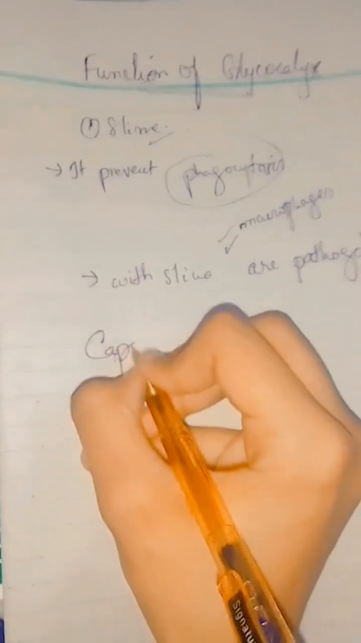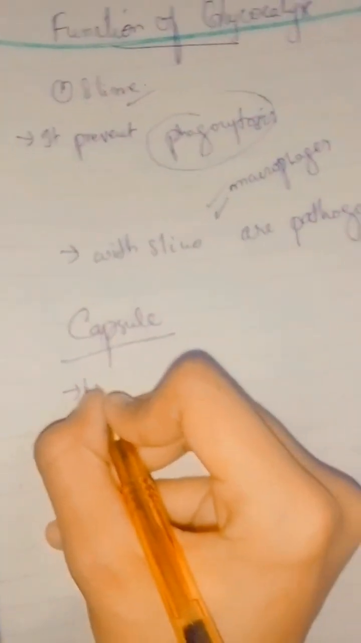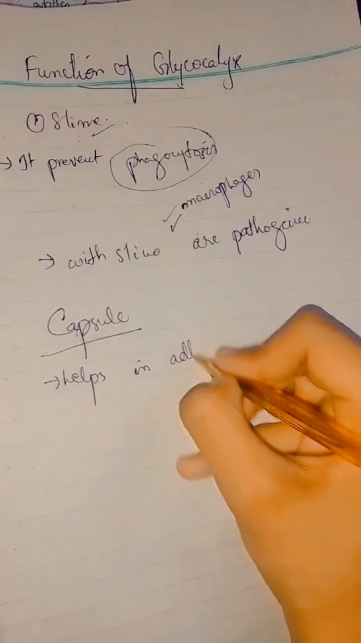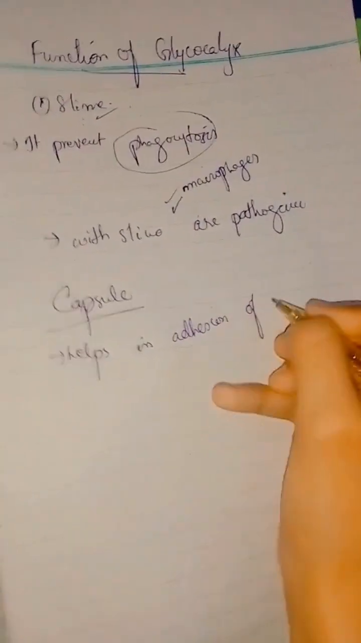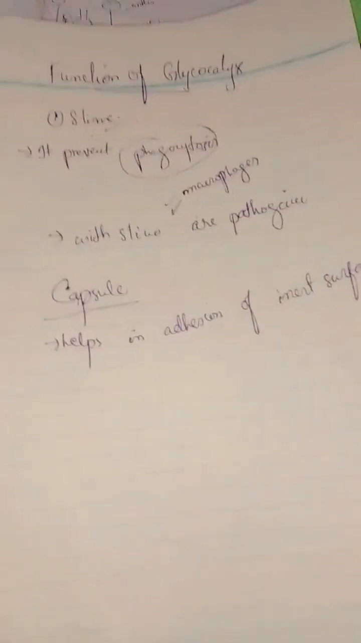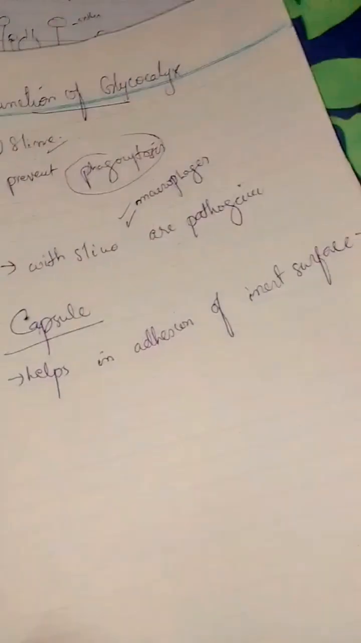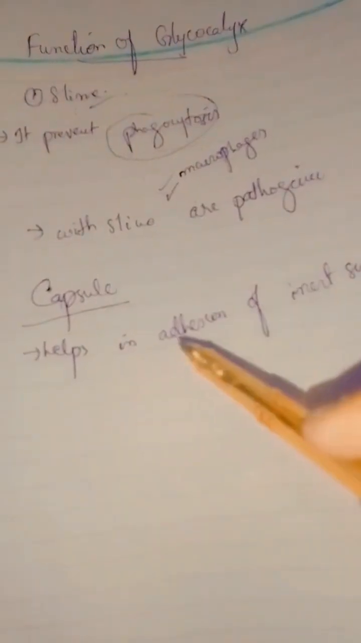And if we talk about the function of capsule, they basically help in adhesion to an inert surface. As we know, what is the difference between cohesion and adhesion? Adhesion means bonding of dissimilar things, and cohesion is bonding of similar things.